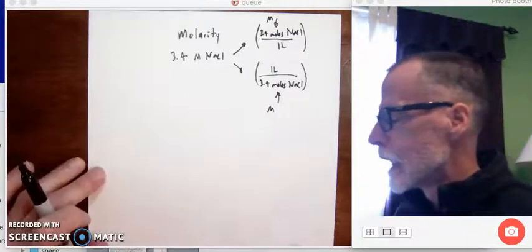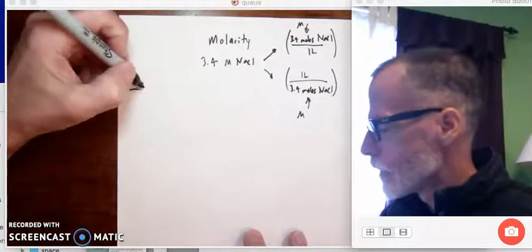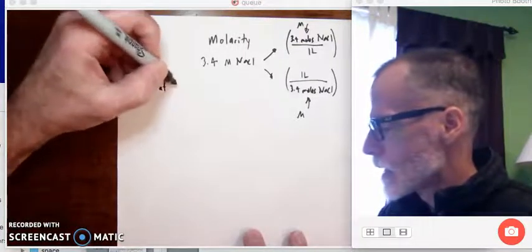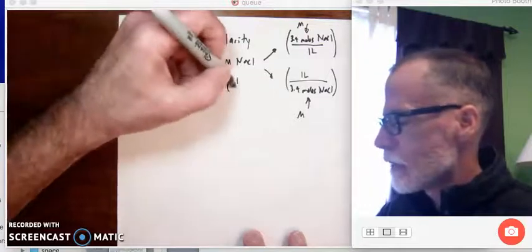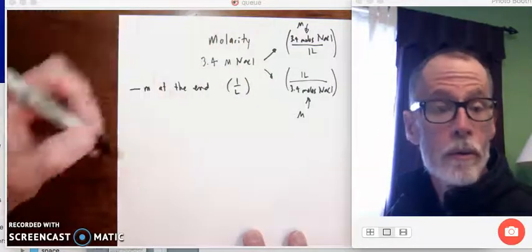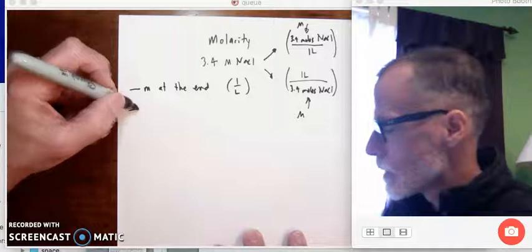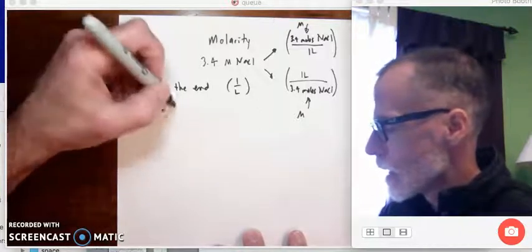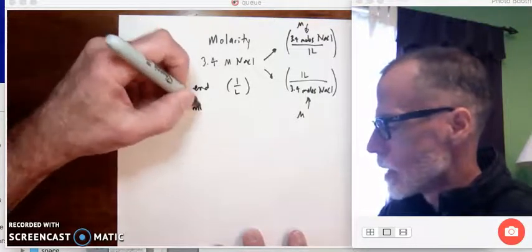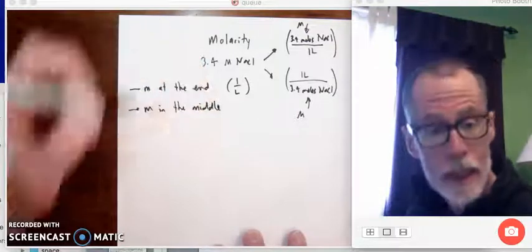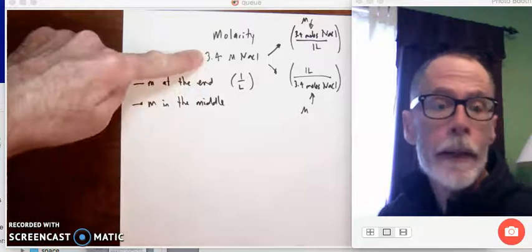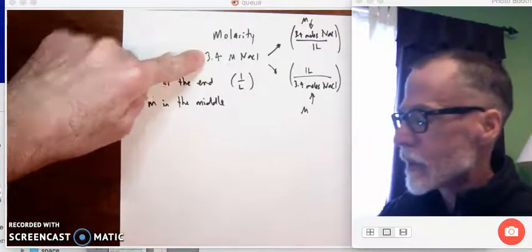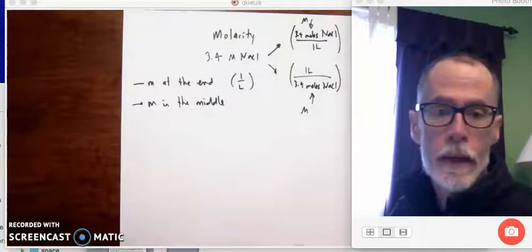Anyway, we have been doing M at the end, and that had the funny last bracket, 1 over volume, and we have been doing M in the middle, and that one's a little more challenging because that's where you actually see something like 3.4 M in the middle of the problem, and then you have to turn it into a bracket and make sure you use the bracket correctly.